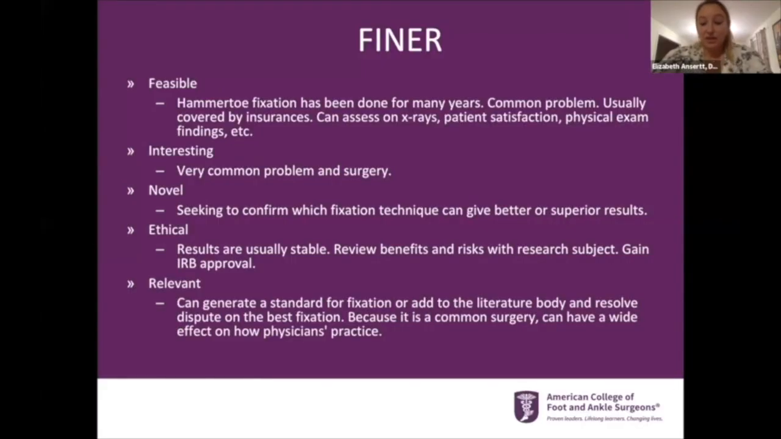And finally, is this question relevant? Again, yes, it's relevant because the question we're generating, we're looking for a standard of fixation to add to the literature because there is a controversy. And because this is, again, a common surgery, it can affect how many physicians practice across the country.